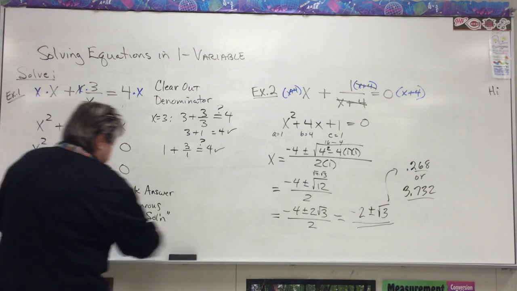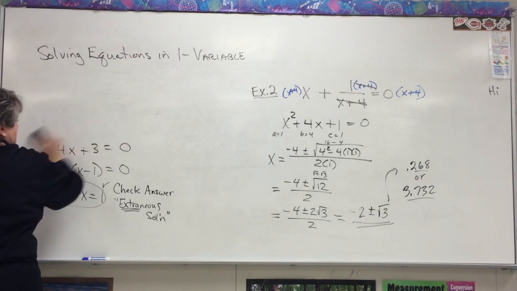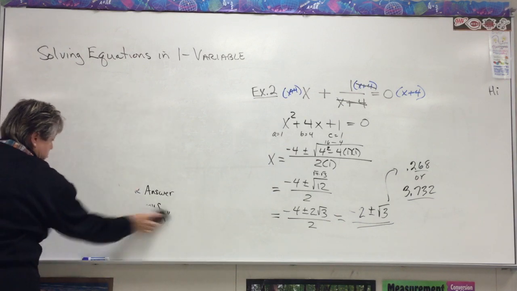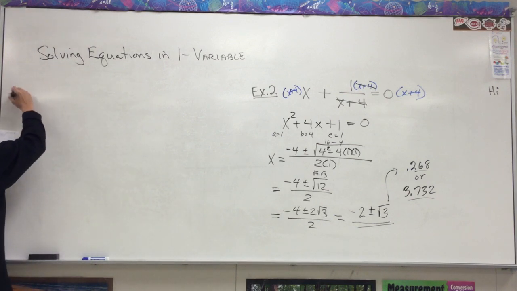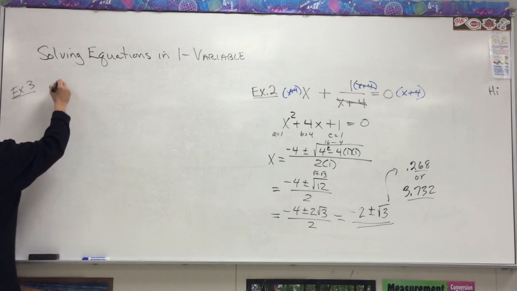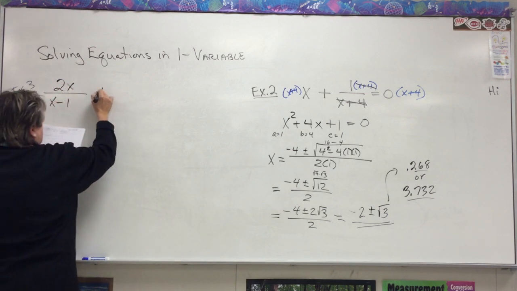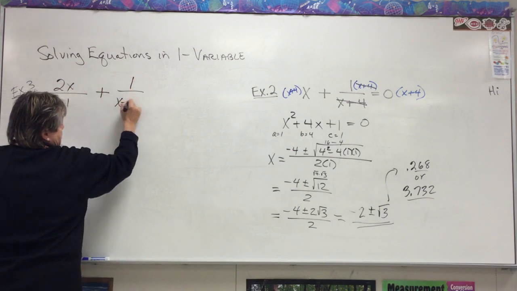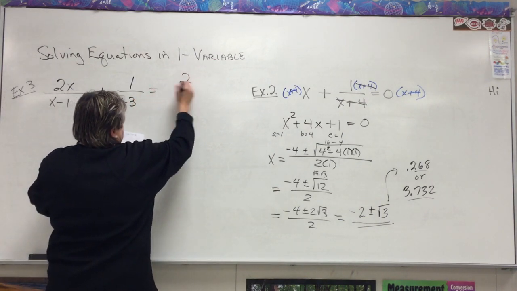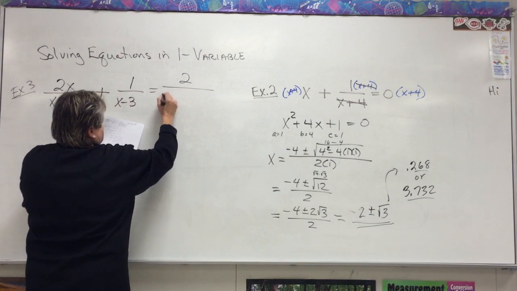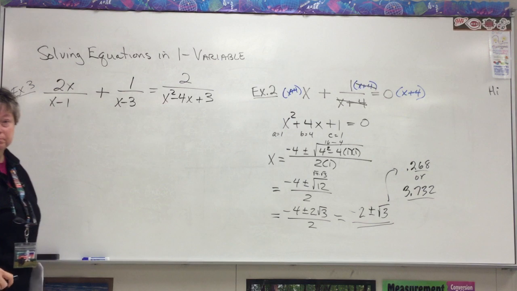Let's do another one. Okay, and again, just maybe adding to what could happen as we're solving. Okay, so this is example 3. Let's try 2x over x minus 1 plus 1 over x minus 3 equals 2, and it's all over x squared minus 4x plus 3.